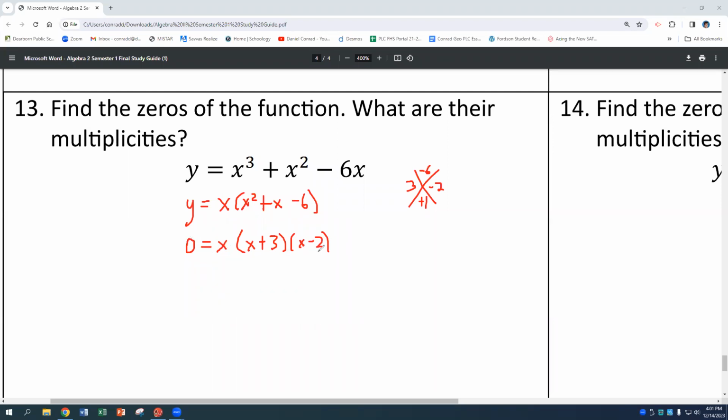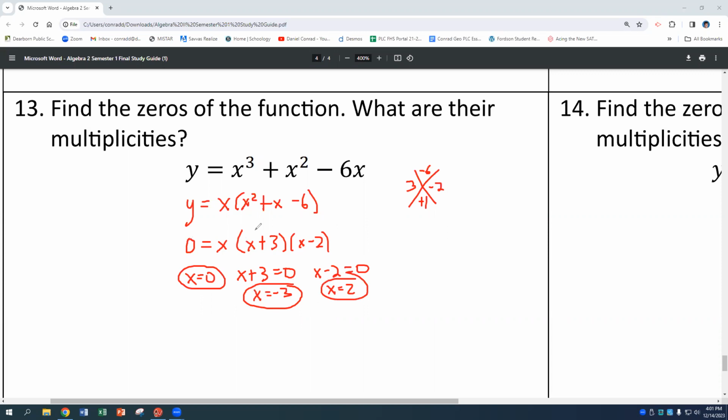Okay, to solve for the zeros, we need the x value when y equals 0. So we just need one of these terms to be 0, one of these factors to equal 0. So I'm going to do x equals 0, x plus 3 equals 0, and x minus 2 equals 0. So x equals 0 is good. I'm going to get x equals -3 when I solve. And then x equals +2.